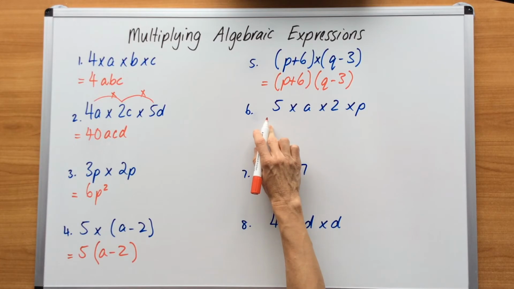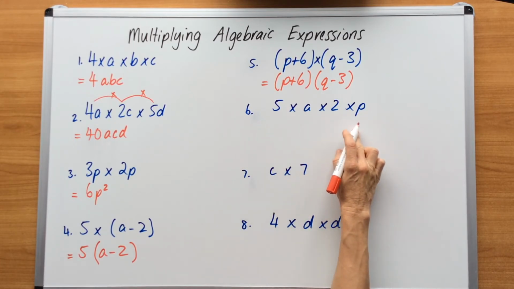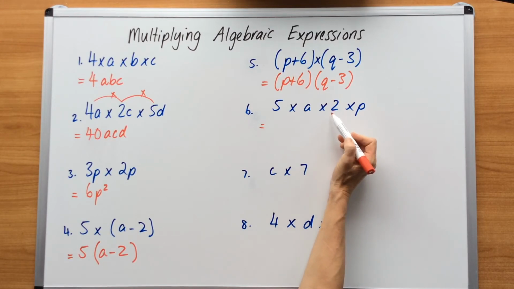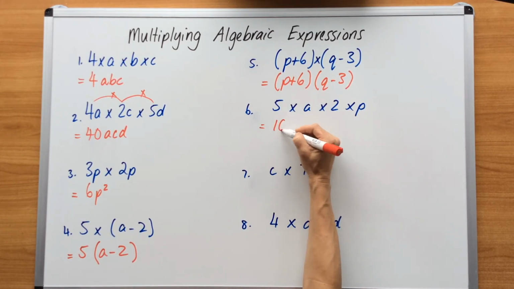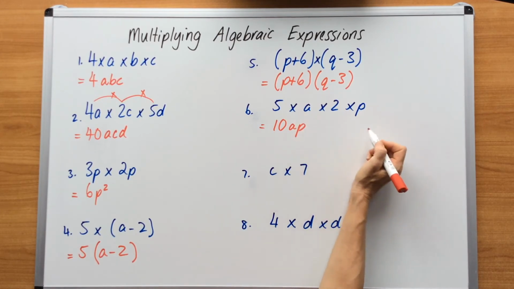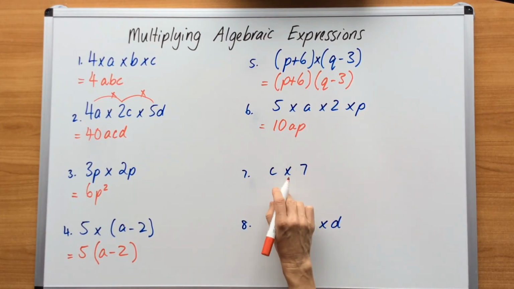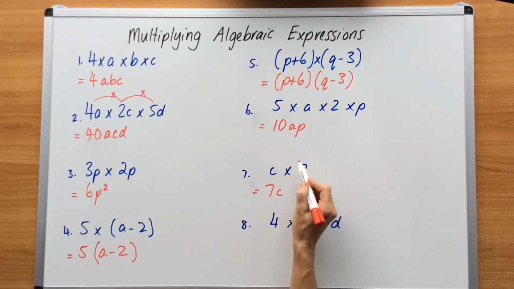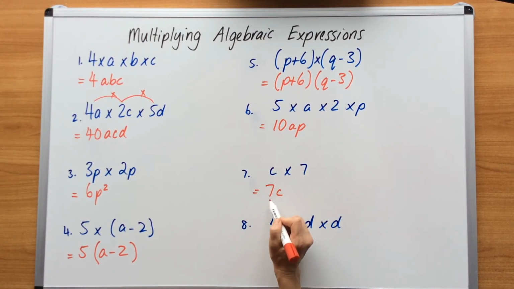Number 6, we've got 5 times a times 2 times p. We've got some numbers we can multiply. We can multiply 2 and 5, so that becomes 10. And we just put these pronumerals in alphabetical order. That's it, very simple. This is probably one of the most simple ones you'll come across. The answer is 7c. We flip them around the other way because numbers come first and pronumerals come second.